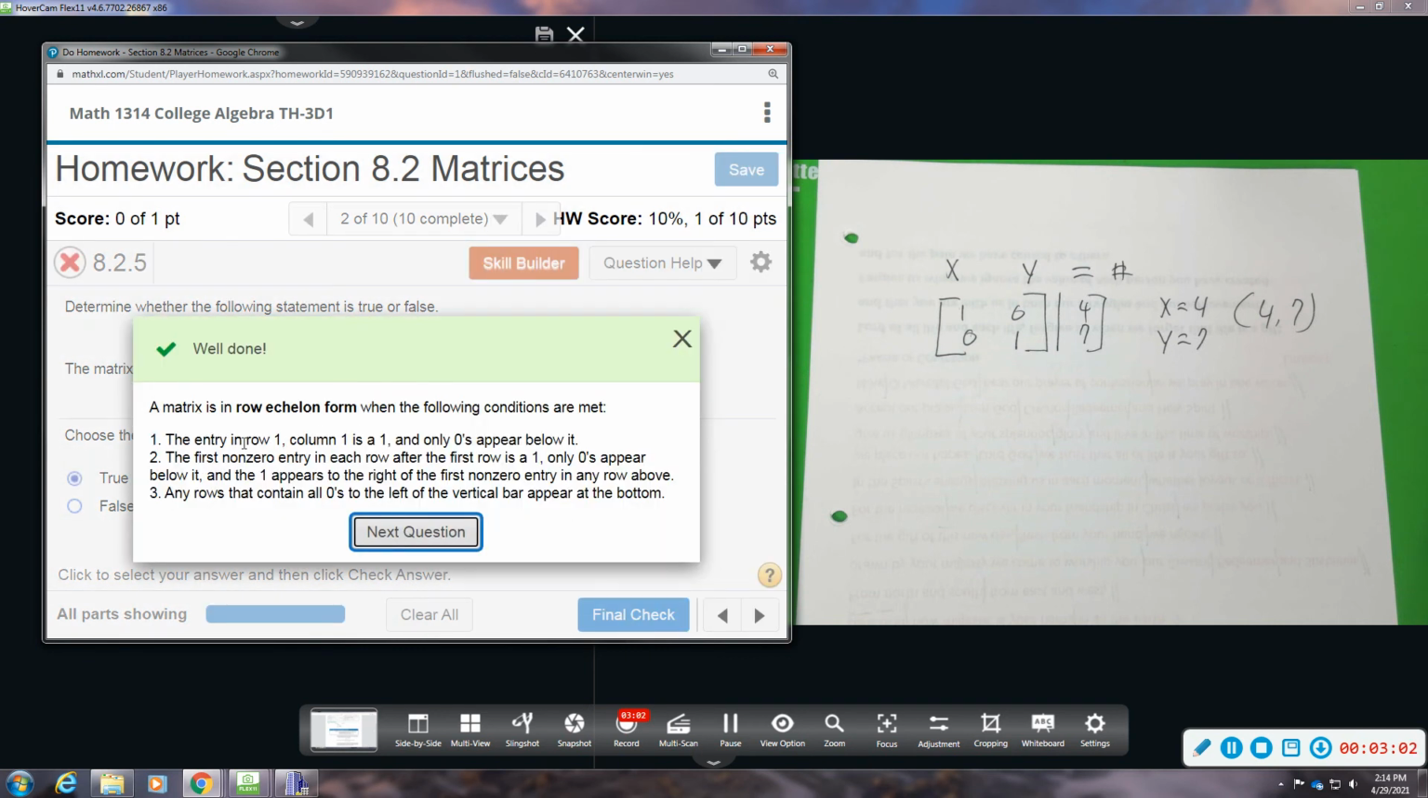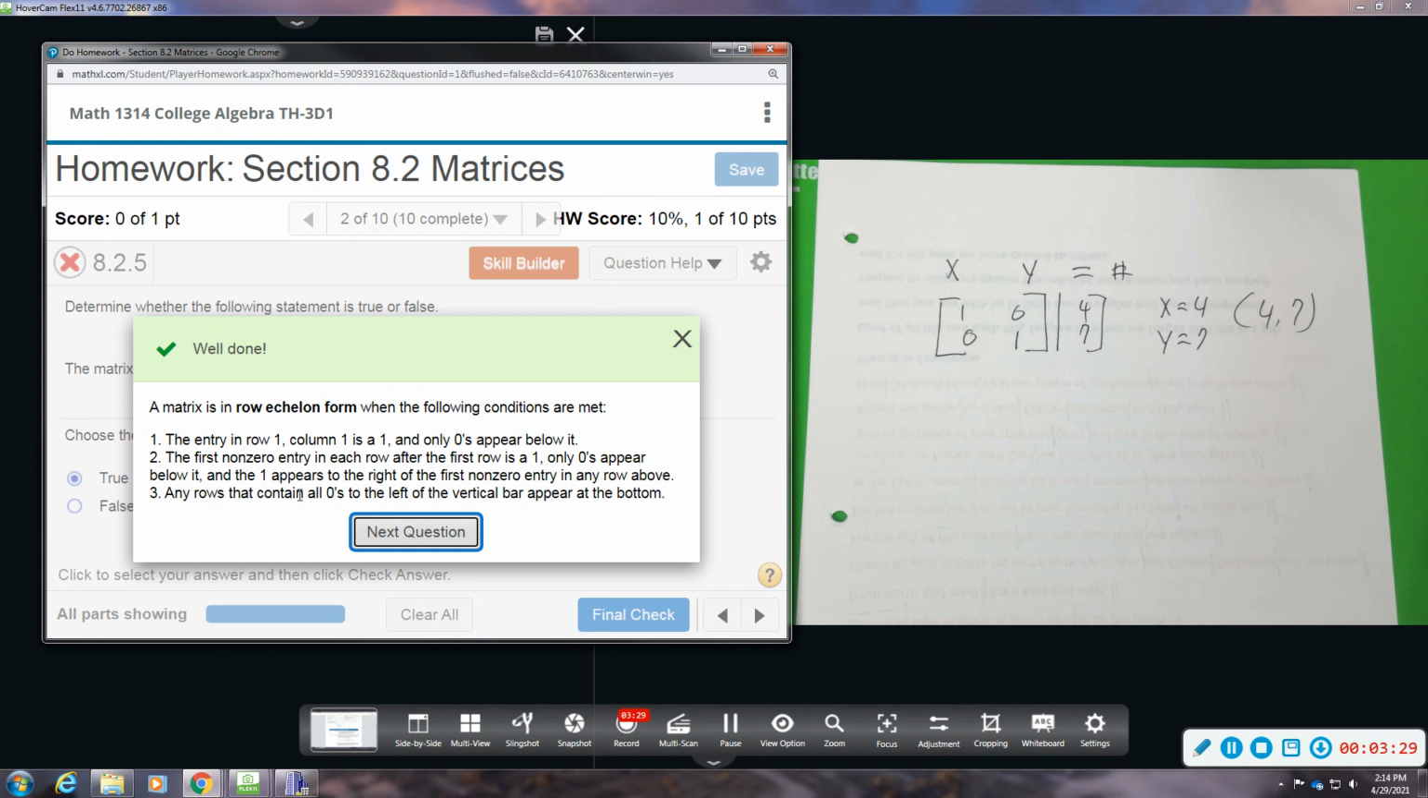And here it is here. So you got 1 in the first row, zeros below it. The first non-zero entry in each row after the first row is 1, and only zeros appear below it. And the 1 appears to the right of the first non-zero entry in any row above it. So as you go down and to the right, that's where the 1 appears, down and to the right.